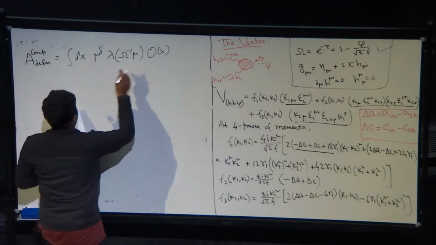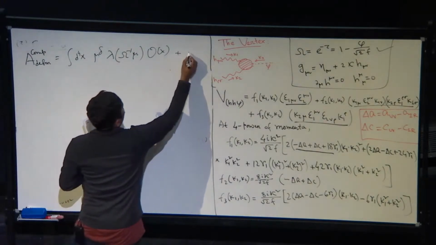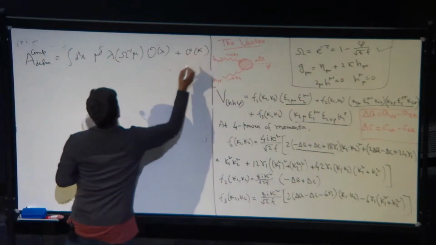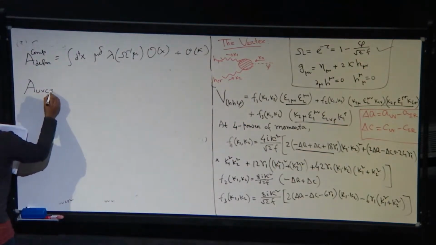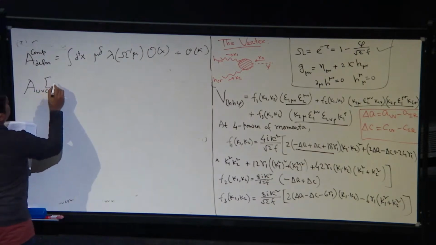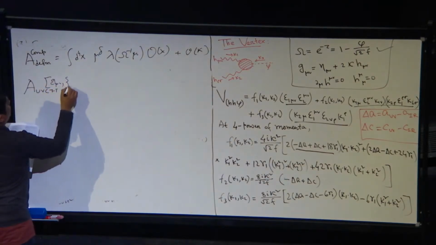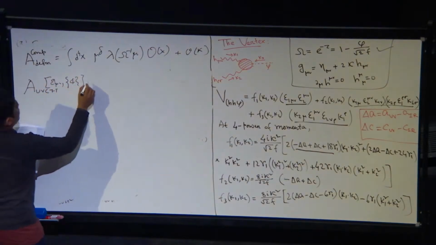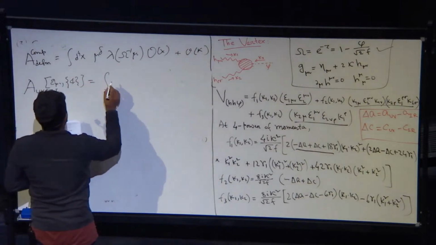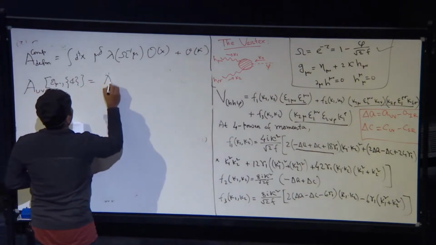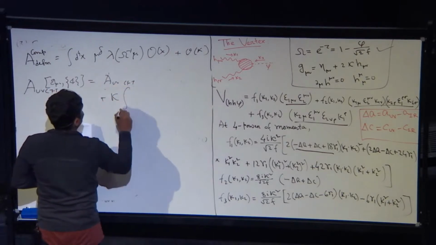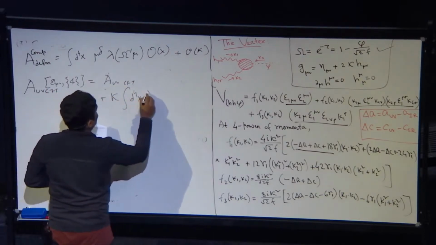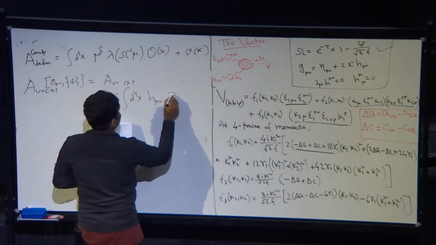And this is also expanded about flat background, so this is some order kappa correction. And then also the UV CFT action. We can also expand about flat background, and we will have this flat background action plus, at the order kappa, a term given by the stress tensor of the CFT.